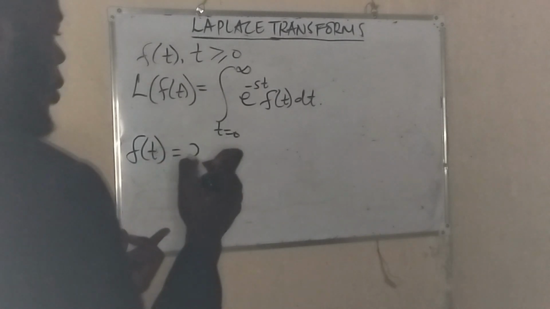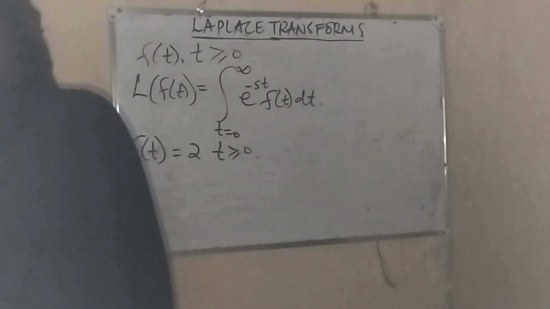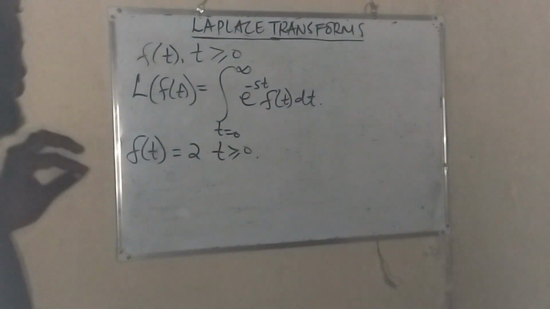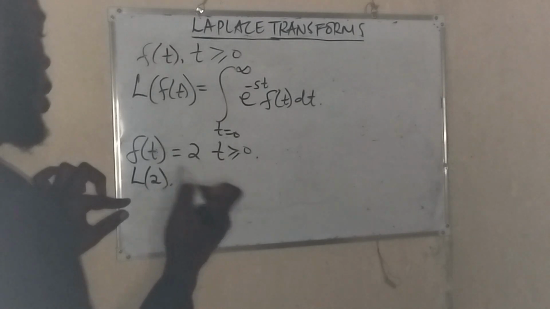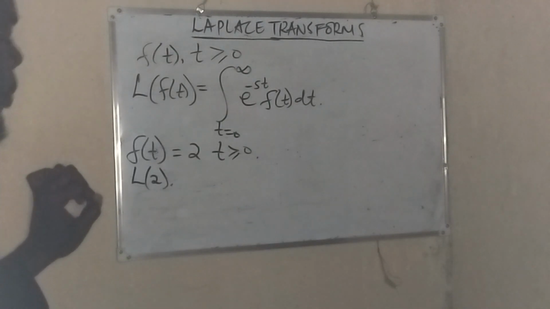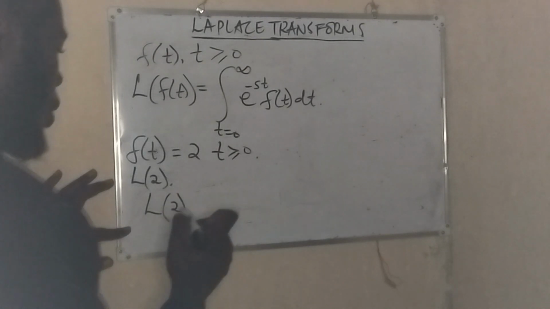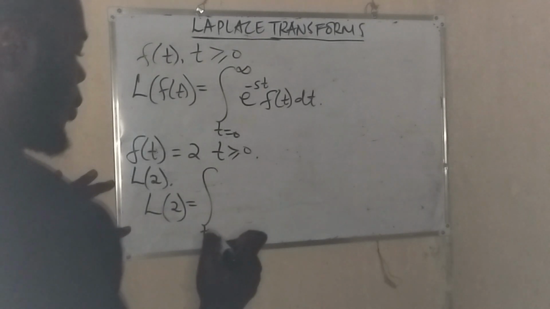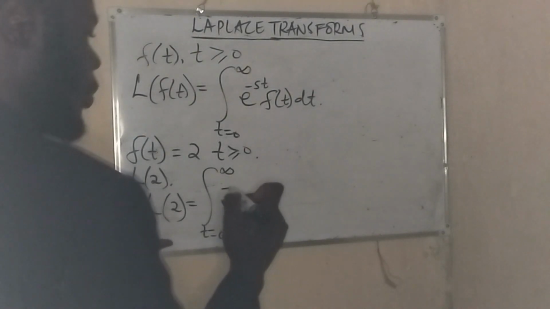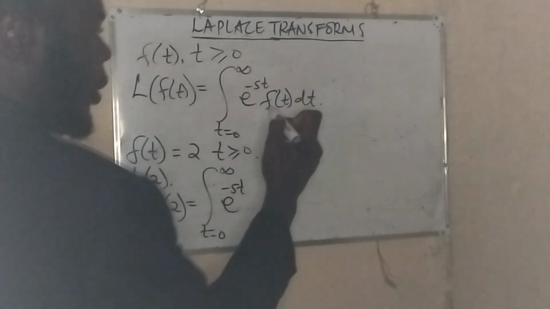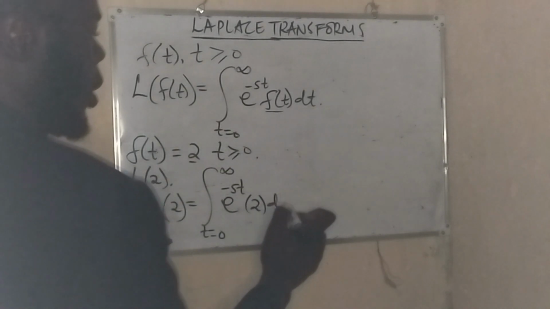So for example, they want you to find the Laplace transform. F of t is given as 2, then t is defined like that. Find the Laplace transform for that function. So you are saying that the Laplace transform for this one will be the integral from t equals 0 to infinity of exponential negative st, then you have f of t. Now we have f of t is 2, so you have 2 dt.